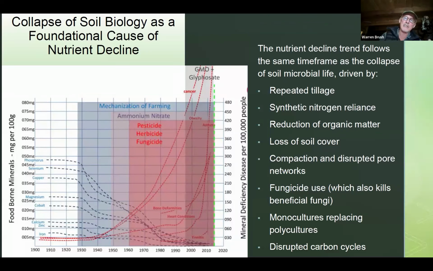Fungicide use also kills the beneficial fungi, and we'll talk more about what fungi can do for our systems. And then, of course, having monocultures have replaced so much of our polyculture systems. And those of you who have been through a resilience design training will learn how incredible biodiversity and using annuals and perennials in a system creates one of the best soil environments possible. And then, of course, the disrupted carbon cycles. Next.